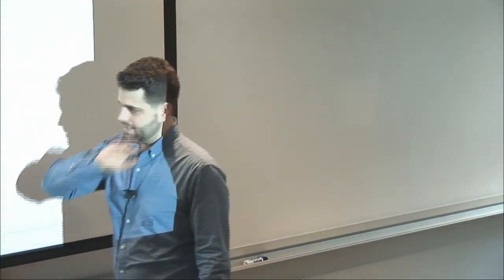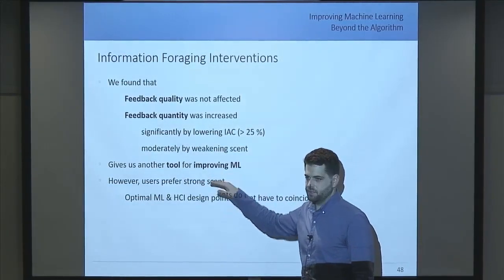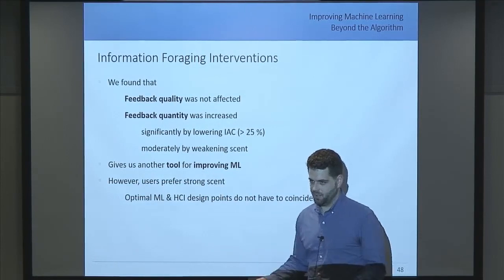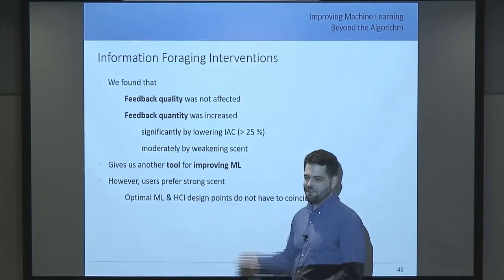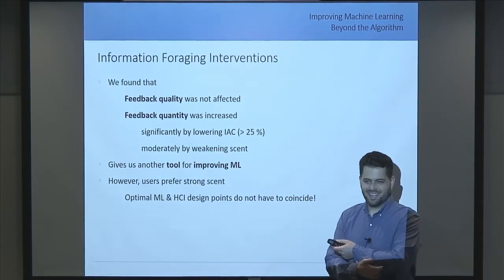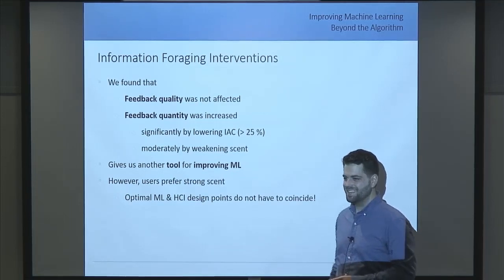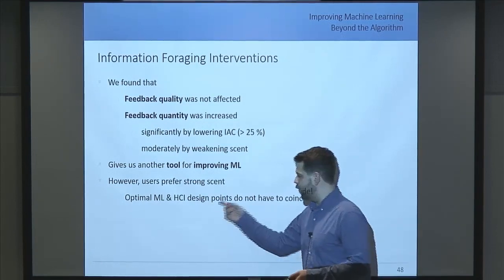However, notice that in the user survey, people preferred the strong scent. That is because it shows more information up front. But from an ML perspective, you might sometimes prefer showing less information, so people would also give you the feedback you want, even though they're just mildly interested. So the optimal ML and HCI design points do not have to coincide, even though for the shortlist that was the case. In general, it doesn't have to be that way.